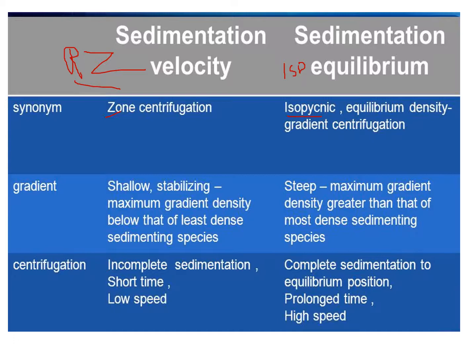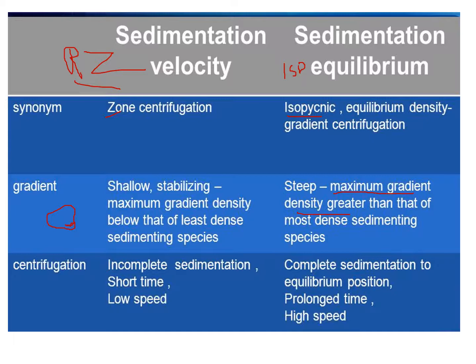Rate zonal. The gradient is shallow, stabilized. The gradient is very steep, from like 20 to 70% sucrose. And so you're saying, why is that? You've got to have the maximum gradient density greater than anything in that mix. Whereas here, you don't have that. That's why there's a pellet. If you go too quick, it is because the material you're spinning probably is more dense than the material it's going through. Whereas here, that's not the case. 70% sucrose is almost impenetrable.